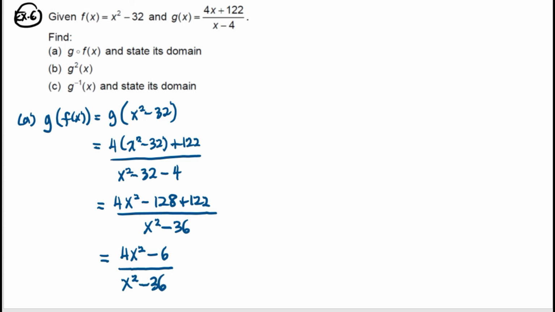What about the domain? We know that the domain of g composed with f can be any real number except negative 6 and 6. So we have negative infinity to negative 6, union negative 6 to 6, union 6 to infinity. Now I guess we tried this one.